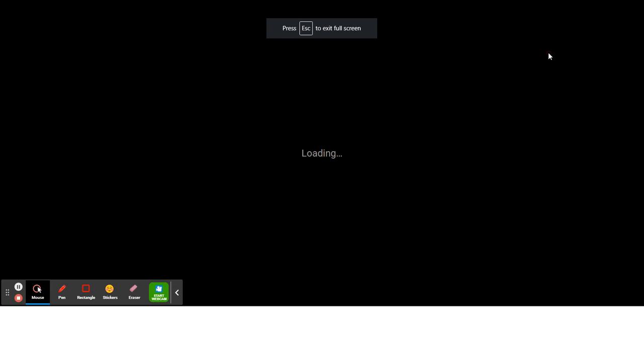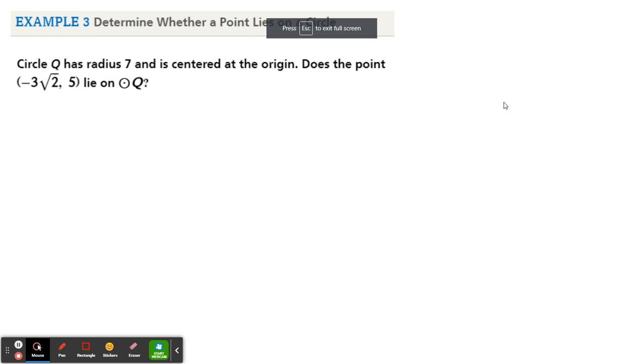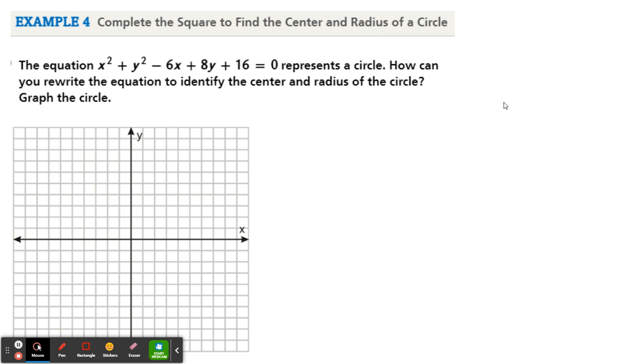All right, video 2 for lesson 9.3 on circles in the coordinate plane. We've got 2 questions. Question 4, example 4, says the equation x squared plus y squared minus 6x plus 8y plus 16 equals 0 represents a circle. How can you rewrite the equation to identify the center and the radius and then graph the circle?